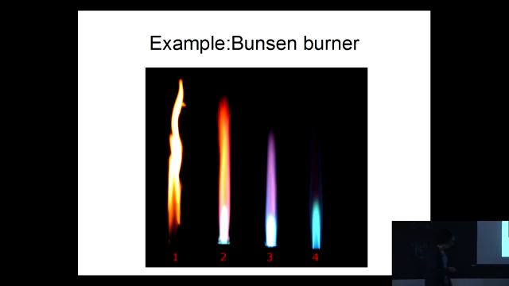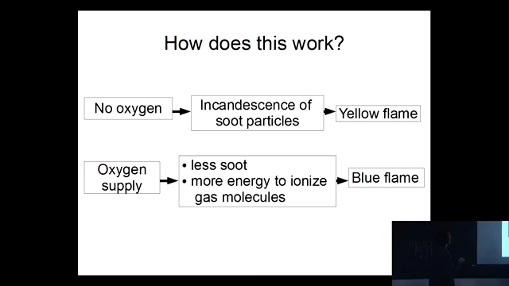This is a device called a Bunsen burner. You can burn something and regulate the supply of oxygen. At the left, you see a yellow flame with no premixed oxygen. Then we increase the supply of oxygen in the fuel, and at the right you see a completely blue flame. How does this work? If we have no premixed oxygen, we have a lot of soot particles, and they radiate, and the color of their radiation in visible light is determined by the maximum of the blackbody radiation spectrum.